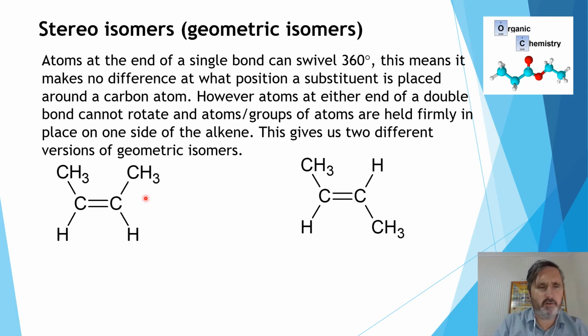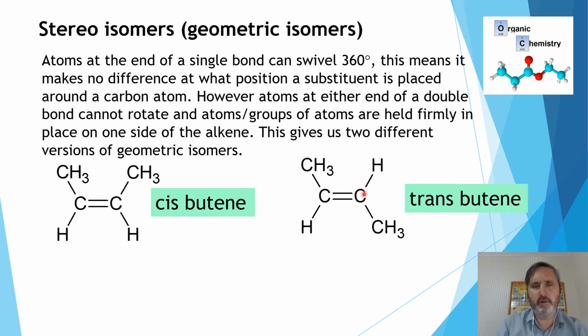So because this has a double bond, this one is called a cis butene, and because this has a double bond and they're across, this one's called a trans butene. On the same side, cis. Across, trans.